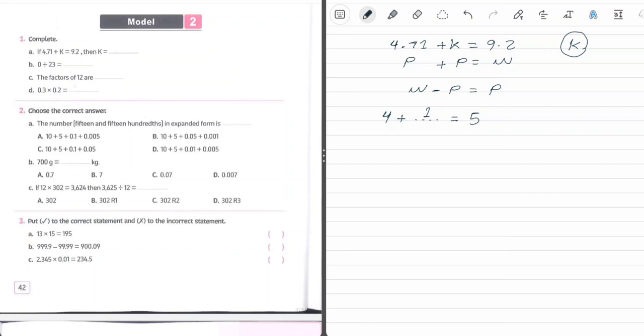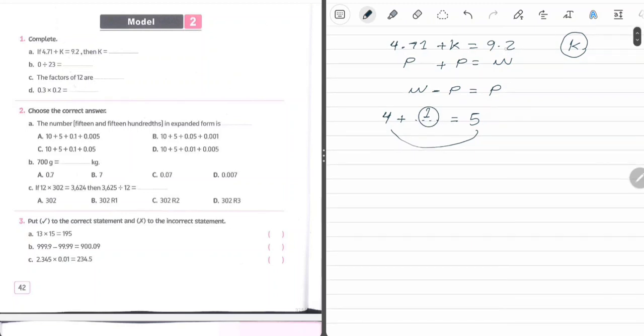It's the inverse operation. What? The inverse of addition is subtracting. Left to right you add, so from right to left you subtract. So 5 minus 4 will be 1. It's the same, so 9.2 minus 4.71 equals what number? This is the solution for this equation.